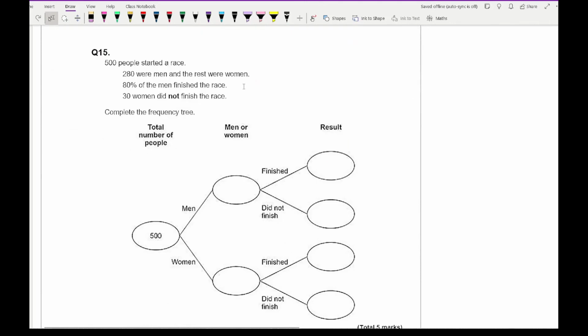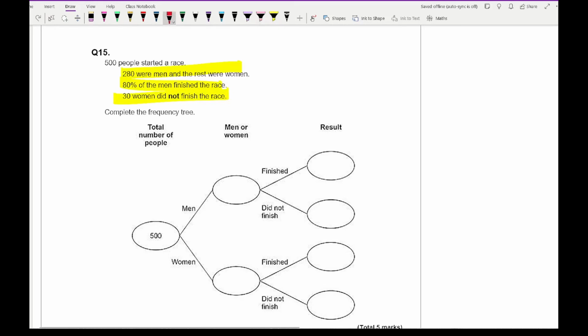Moving on to question 15. So now we move on to frequency trees. The first question says that 500 people started a race. 280 were men and the rest were women. 80% of the men finished the race and 30 women did not finish the race. So we need to use this information to complete the frequency tree.